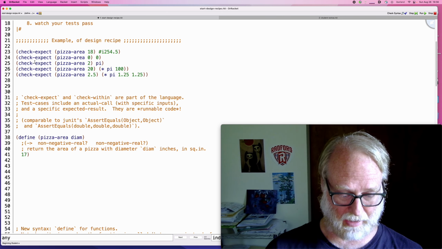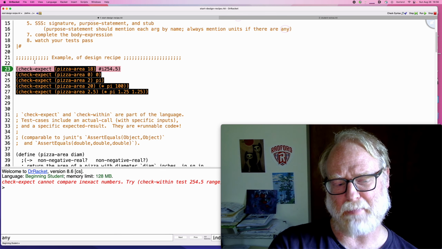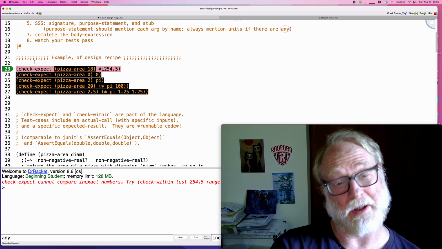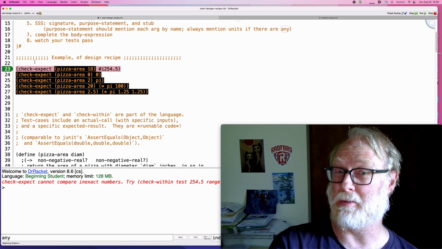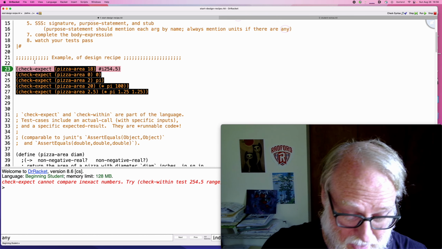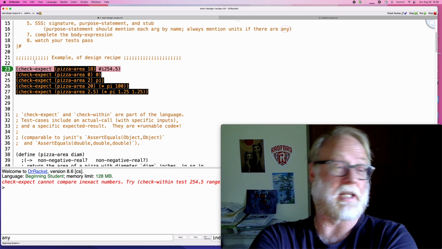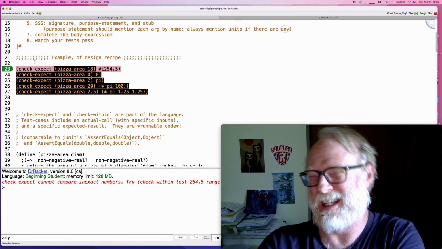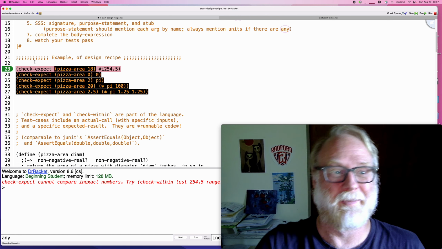But yeah, so I'll go ahead and run this. And it says, ooh, check-expect cannot compare inexact numbers. So another thing we talked about last time, don't compare doubles with equals. Instead, use some function that takes in two doubles and tells if they're really close to each other. Just like in Java you learn don't compare strings with equals, but they never really tell you don't compare doubles with equals, but it's true, don't.